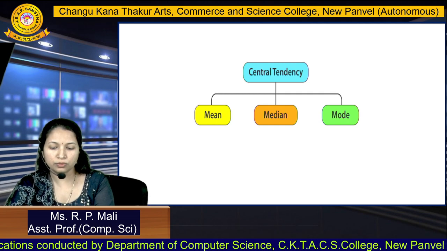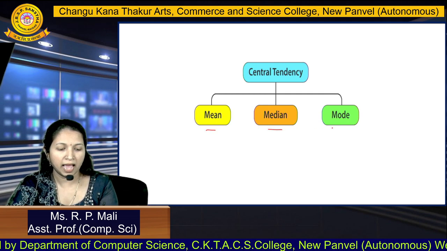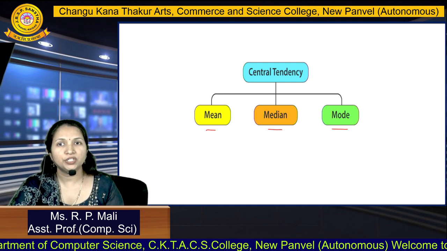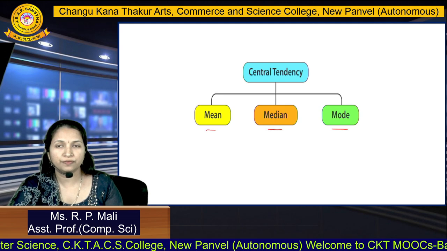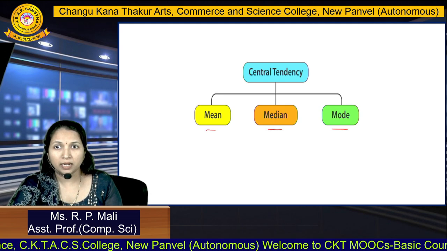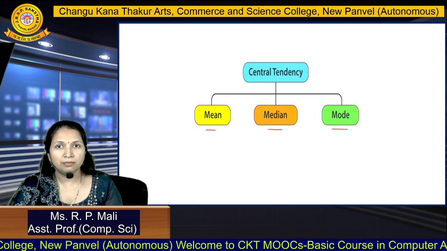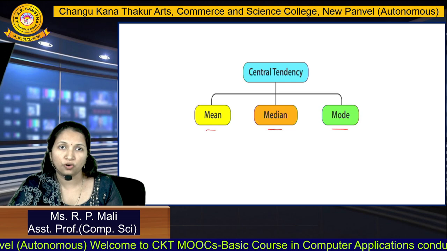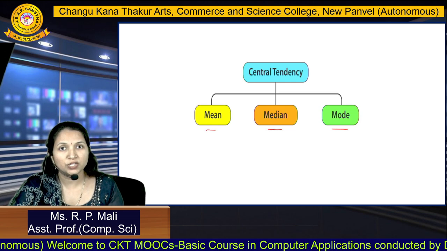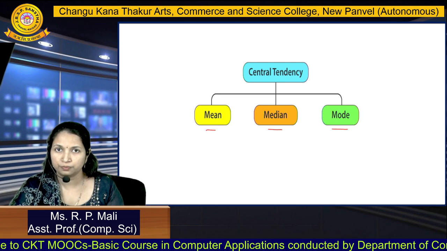In that we are going to find these three terms, that is mean, median and mode. Okay, your measure of central tendency means what? It is going to represent the distribution with one number. Okay, that one number can be a mean, median or mode. Mean means what? Your average. Median means what? It is the middlemost value of the distribution. And mode means what? It is the highly occurred data item in your distribution.